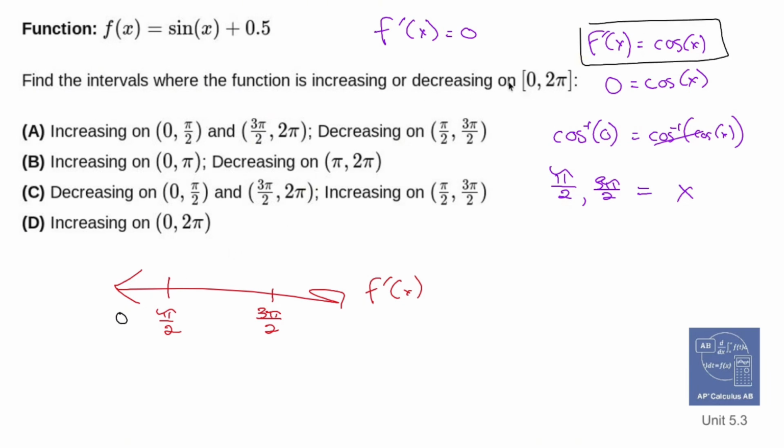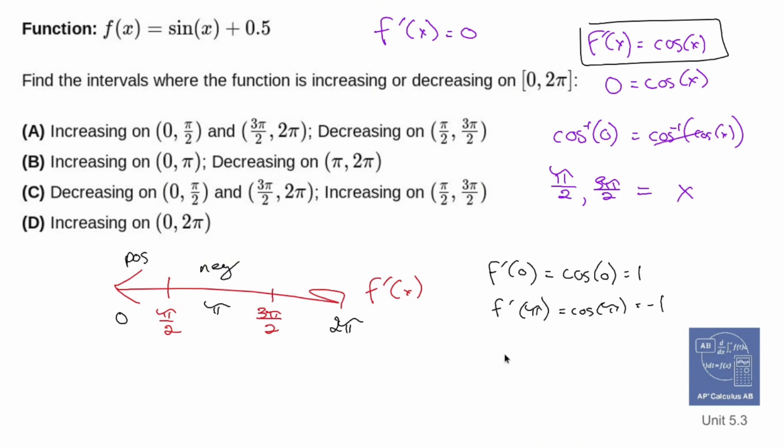So I'm going to plug in 0 because I'm allowed. I'm going to plug in 2 pi because I'm allowed, and it's going to give me the same exact thing. And I'm going to plug in regular pi because it's nicely in between. So f prime of 0 is cosine of 0, which is positive 1, so positive. F prime of pi is cos of pi, which is negative 1, negative. F prime of 0 is the same thing as f prime of 2 pi, so positive.